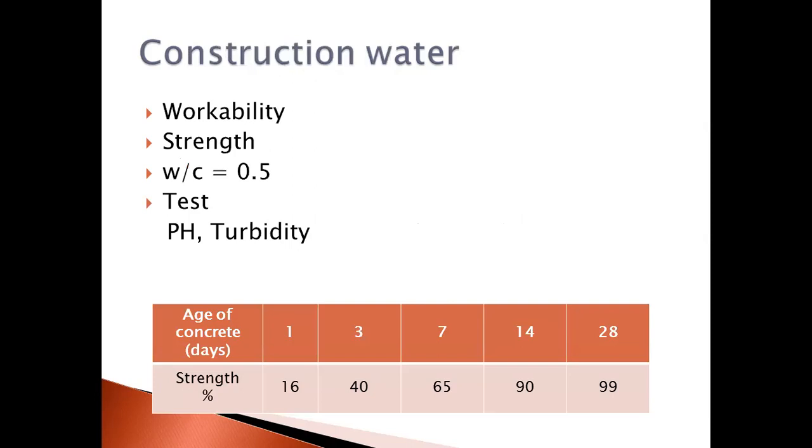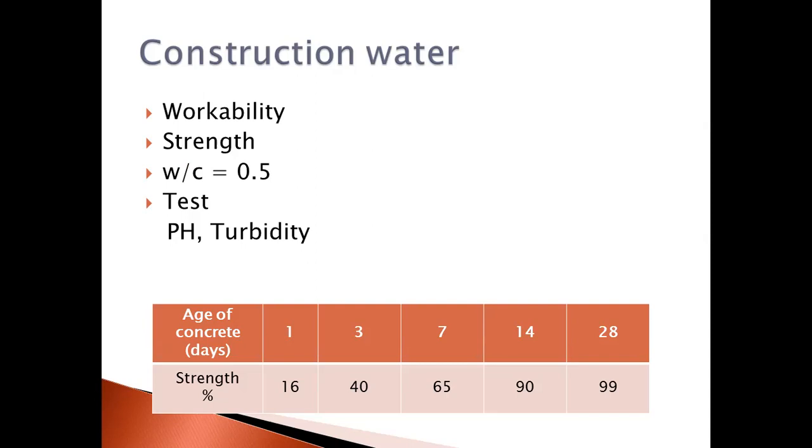So next you will see the construction water. The water which is used in the construction is known as construction water. Mainly the water will be used for mixing in the concrete. We will add cement, fine aggregate, coarse aggregate, and we will add water. See, if we add more water, what happens? The workability will be easy. That is, working with the concrete will be easy, but it will reduce the strength.